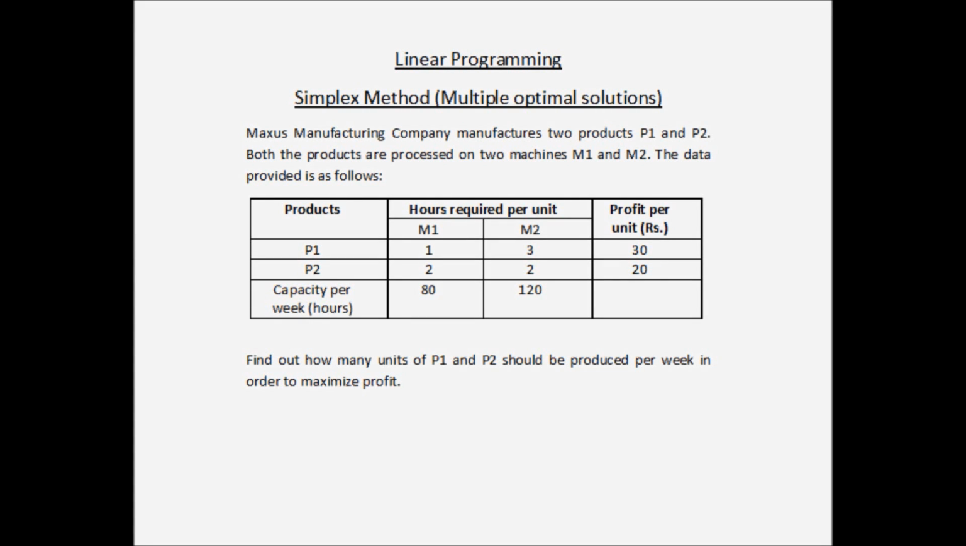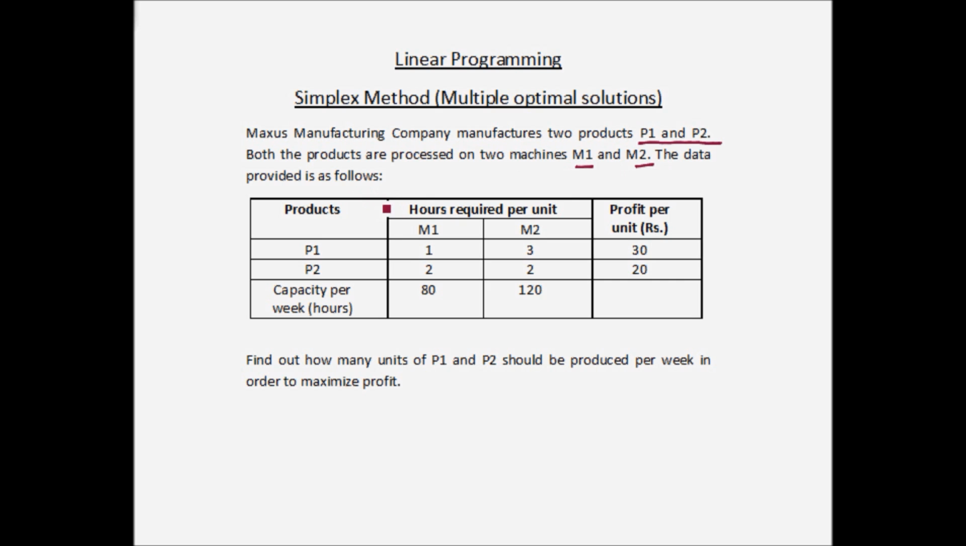Let us look at another example of solving linear programming problems using Simplex method. In this example, we'll look at the special case of multiple optimal solutions. Maxis Manufacturing Company manufactures two products, P1 and P2. Both the products are processed on two machines, M1 and M2. That means P1 has to be processed on M1 and then M2. Similarly, P2 has to be processed first on M1 and then on M2.